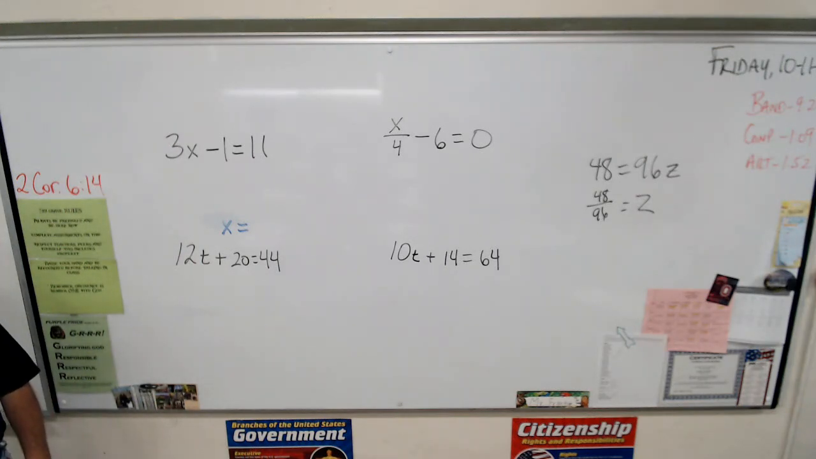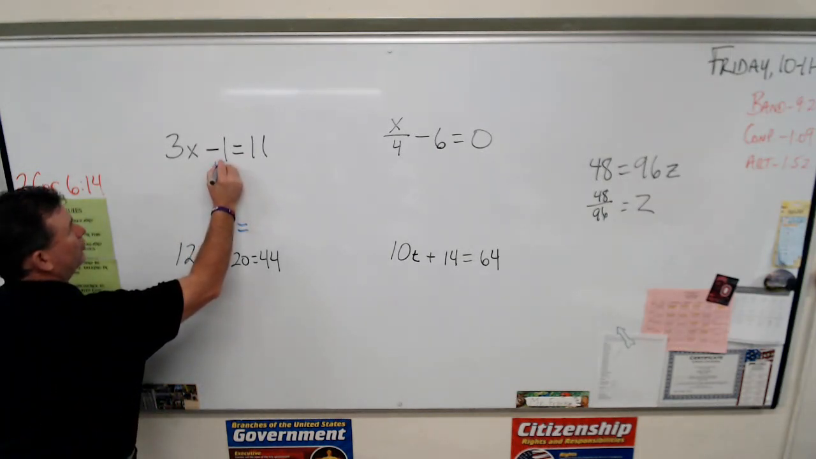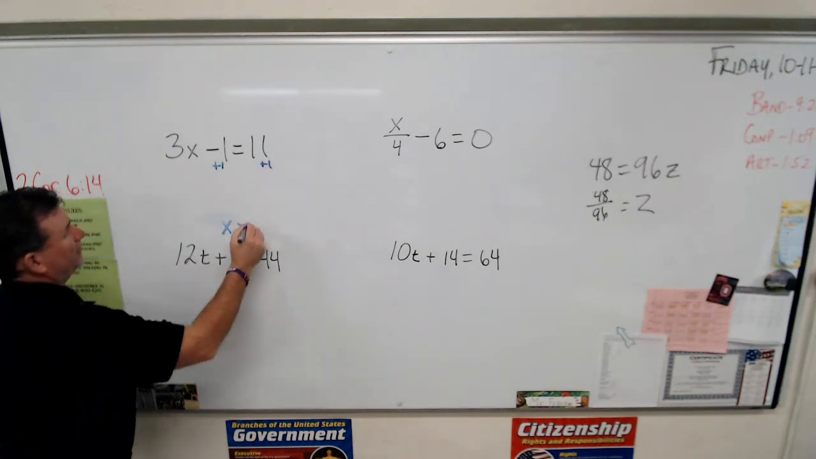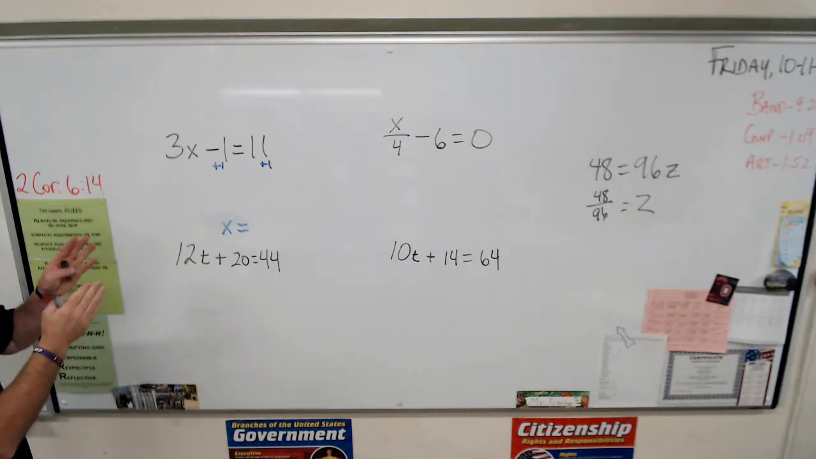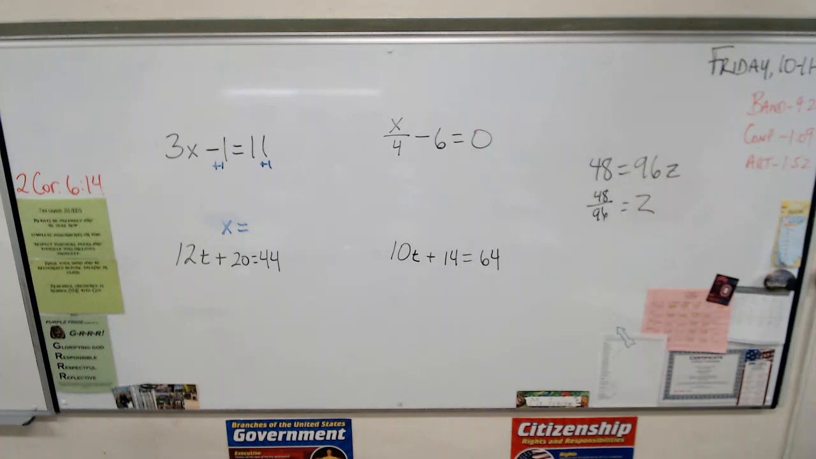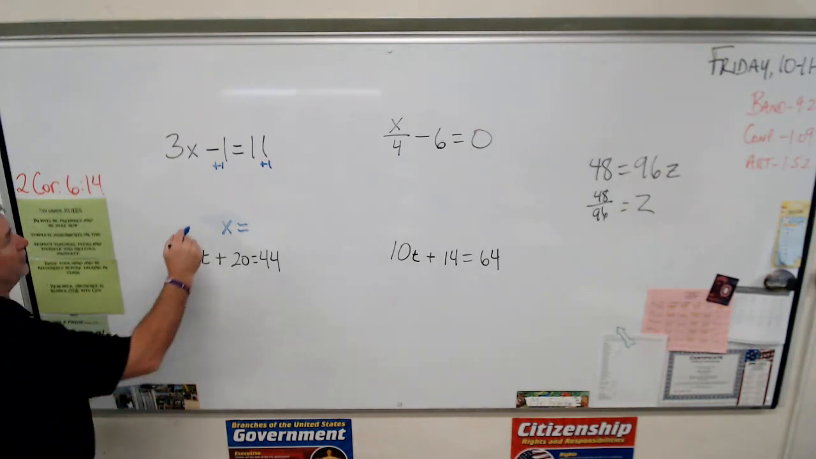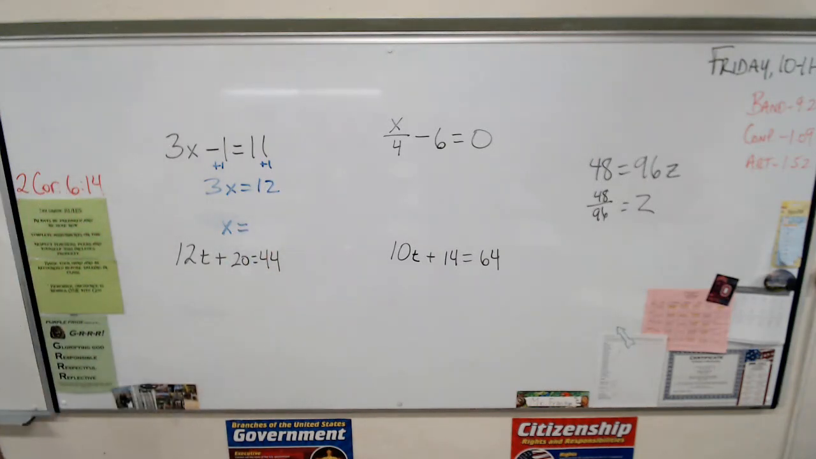What would I do to get rid of the negative 1? Dominic? Add 1. So some of you like the shorthand way. I'm going to go like this. Plus 1, plus 1. What's my new equation? Somebody tell me. Raise your hand. If I added 1 to both sides, what am I going to write on this line for my new equation? Zacchaeus? 3x equals 12. Line up my equal signs. Now what do I got to do? I want to get down to just x. How do I get rid of the 3? How do I undo it?